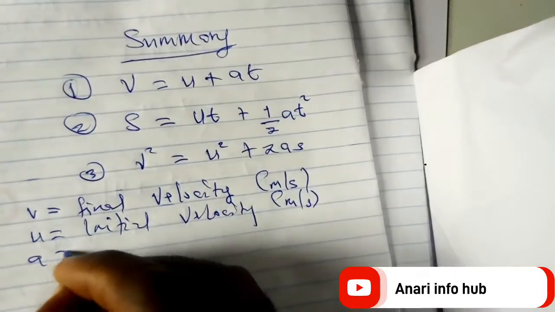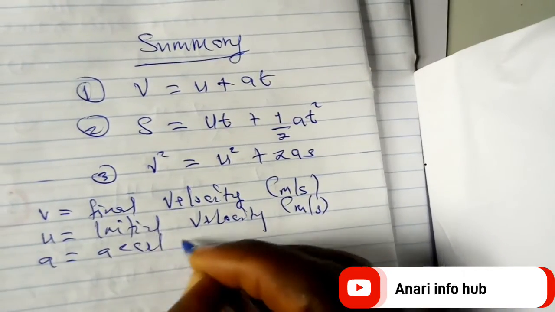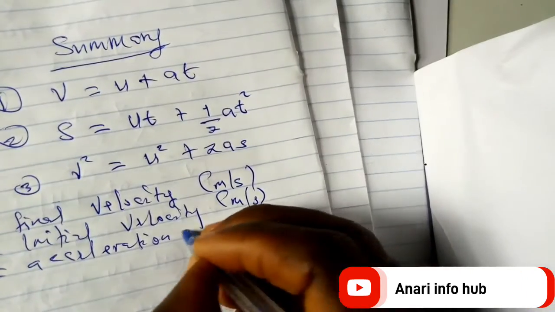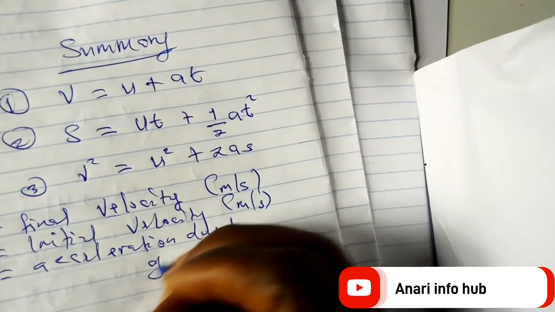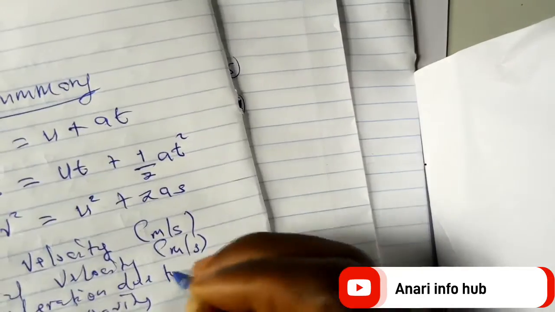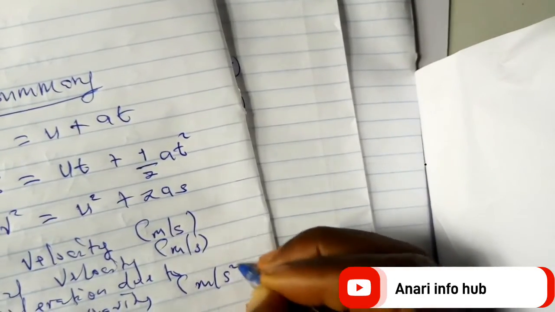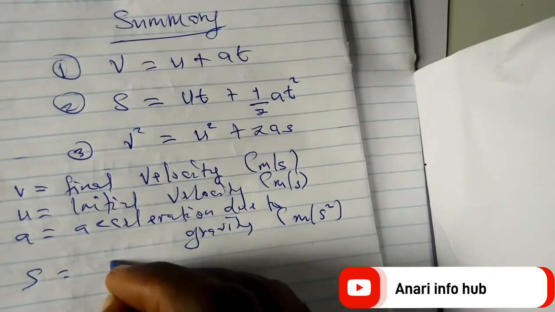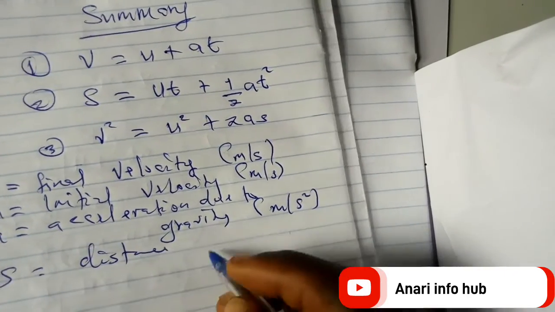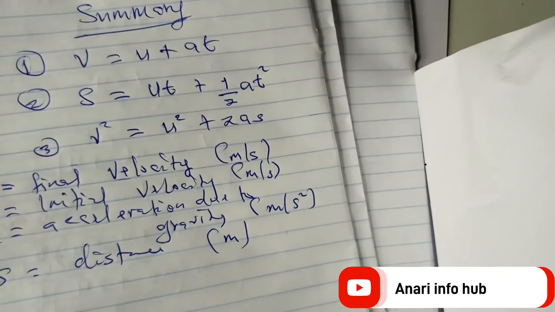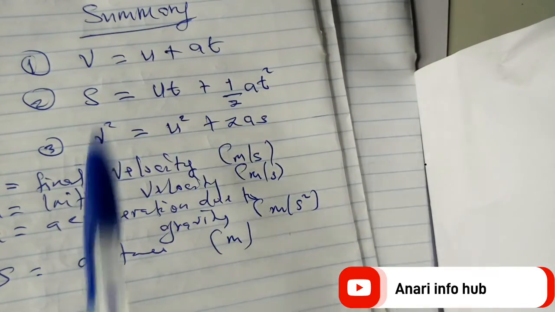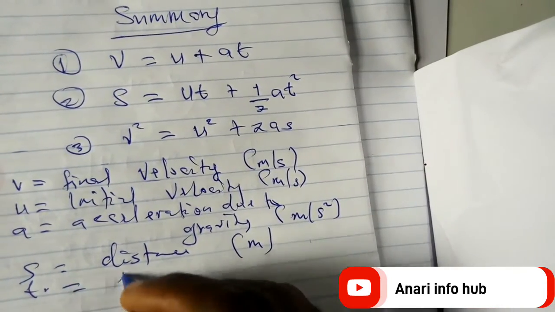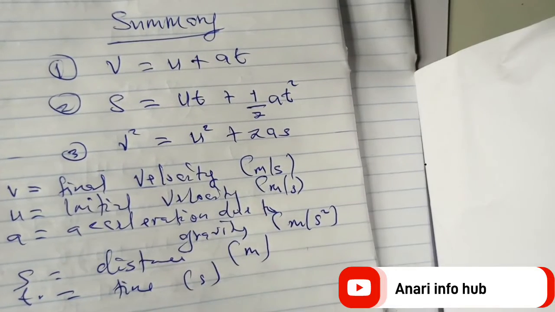a is always acceleration due to gravity, and this is always in meters per second squared, right? And then s stands for distance, which is always in meters. We are left with time. The t is time, and it is always in seconds.